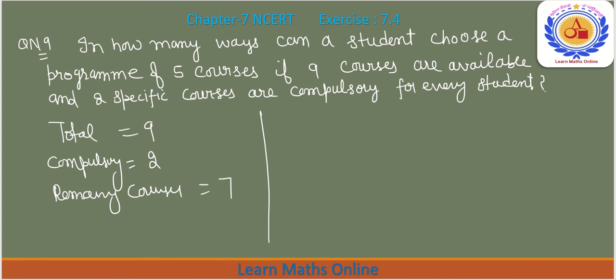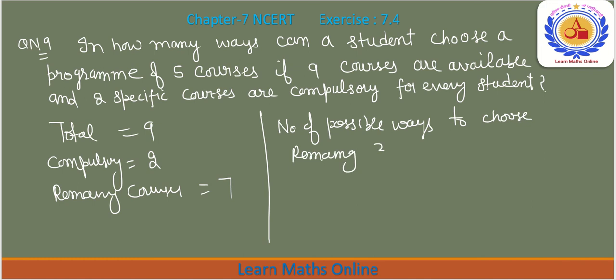Total we are to choose 5 courses, 2 are compulsory. So remaining 3 can be chosen from 7 courses. So how many ways 3 courses can be chosen? Number of possible ways to choose remaining 3 courses is equal to remaining courses are 7C3.